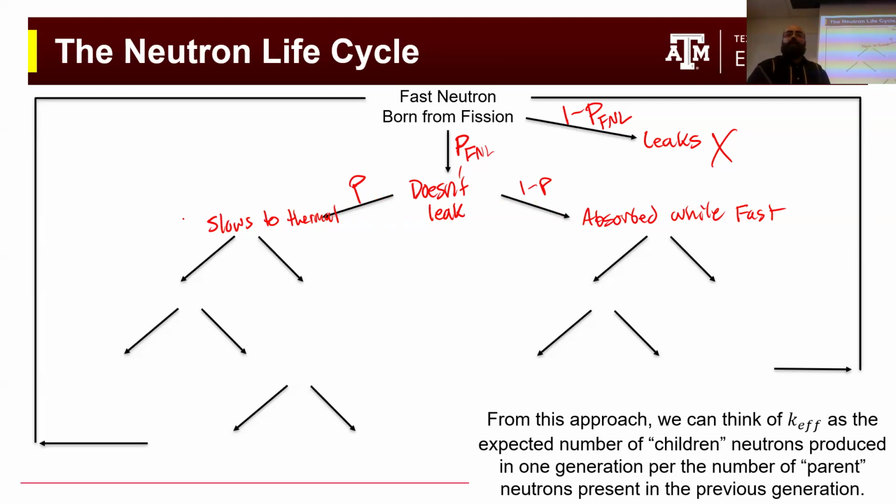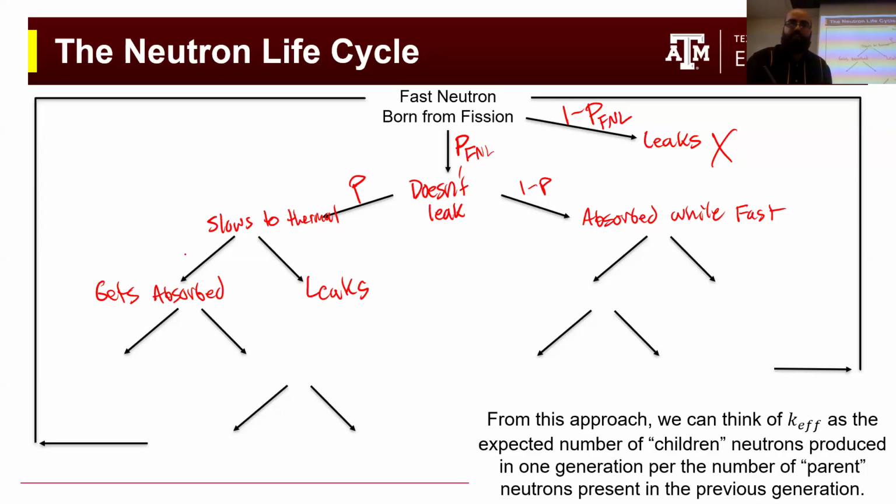Okay, so now over here, I've slowed to thermal. And as I'm slowing to thermal, I kind of have 2 options. A neutron that is slowing to thermal could still leak while it's slowing. So one option is that it leaks. The other option, while it slows to thermal, which is hopefully what we want to happen, is that it gets absorbed while thermal. So that's the other option, that it gets absorbed. And now, what's the probability that we get absorbed while we're thermal?